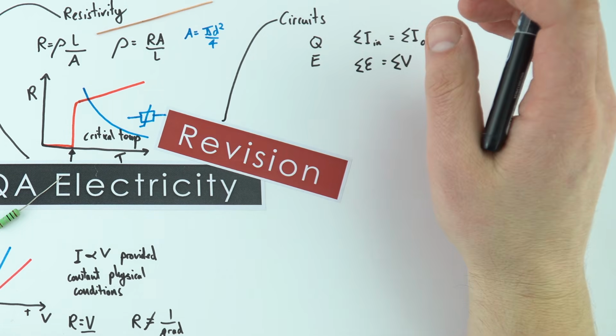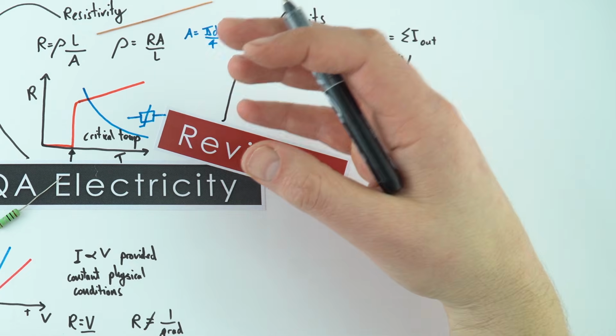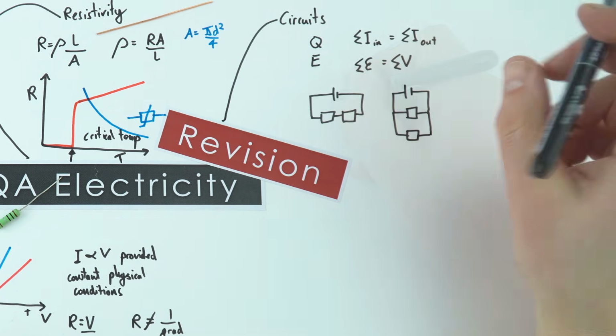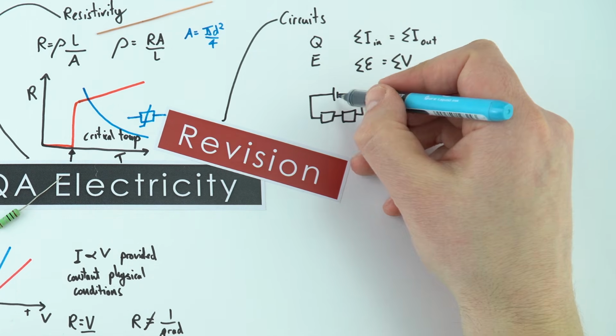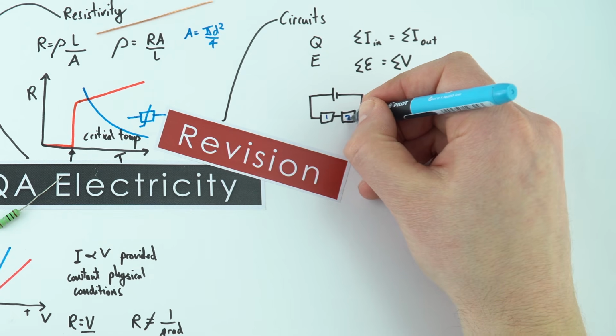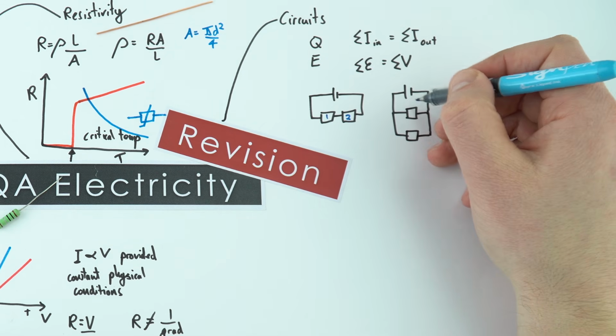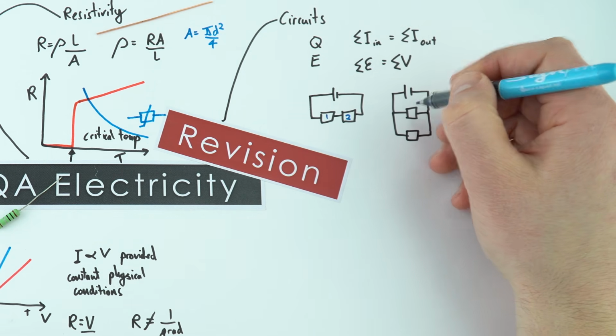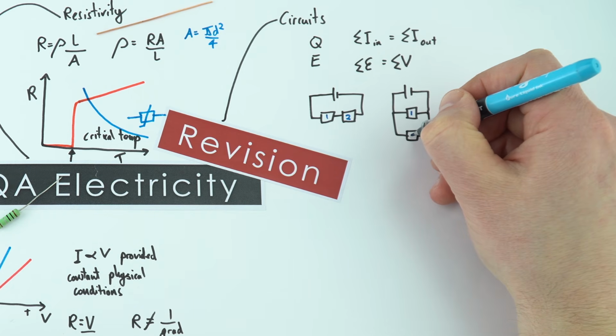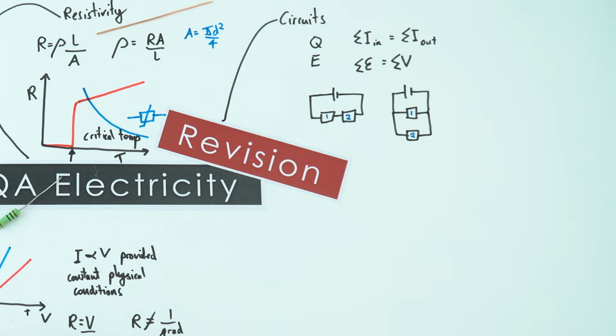Now there are two main types of circuit. We've got series and parallel. Now we can't really get much more simple than that. Perhaps we've got a cell and two resistors, resistor 1 and resistor 2, or we can have them set up in parallel, again with a cell and two resistors, although these could be any components.